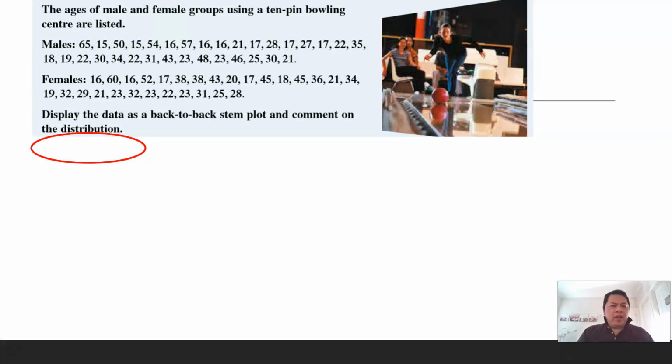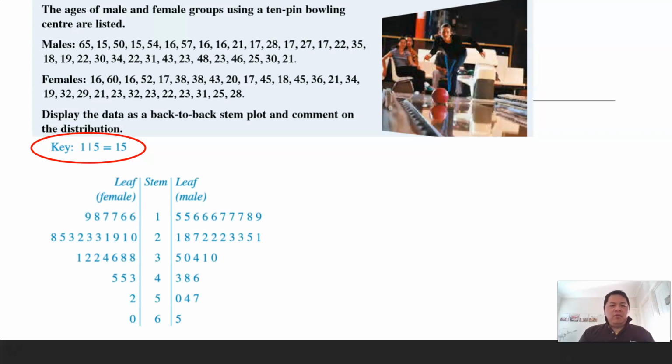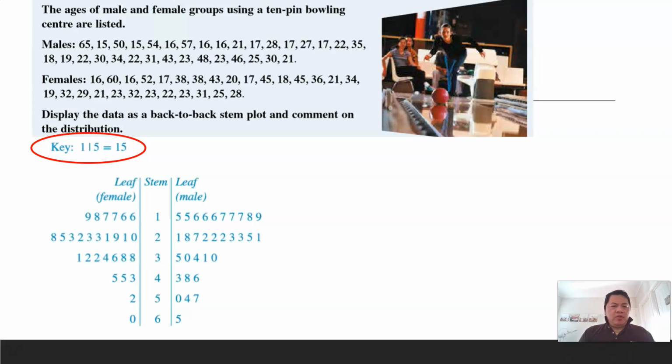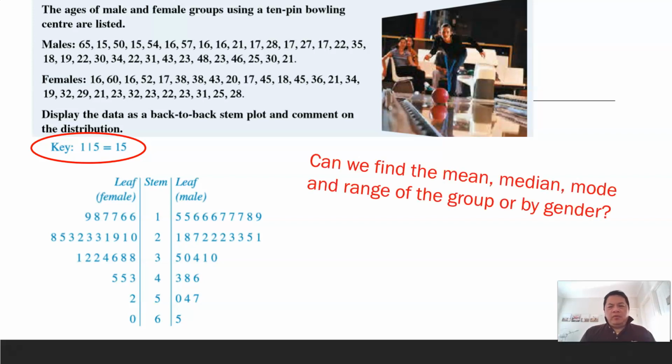This one is more on stem and leaf, but now it is a back-to-back stem and leaf. Basically, you have male and female gender, so the table looks something like this. Remember you need to have the key. And then again, if you actually do it properly, one step at a time, you will actually get this outcome. And from here, you will be able to find the median easily, the mode. The mean, yeah, you just need to add them up again.